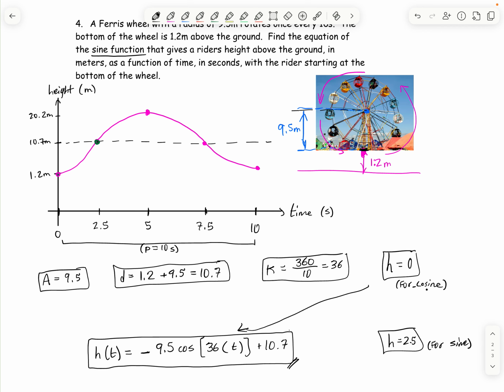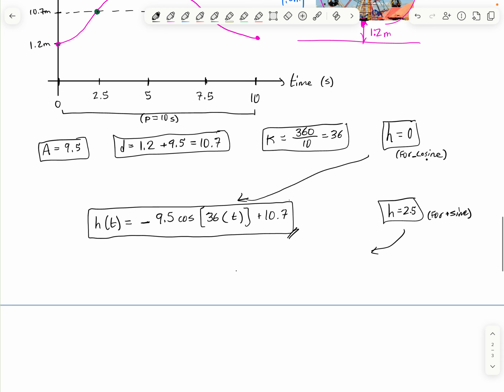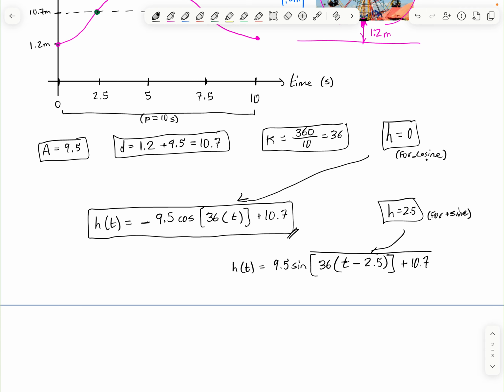Specifically, this is for a negative cosine, right? This is for a positive sine. So therefore, with that phase shift, I can say h of t is equal to positive 9.5 sine of 36 times (t minus h), and h is 2.5. So t minus 2.5, and it's going to be plus 10.7. Everything else stays the same. It's just that phase shift. So that's another equivalent way to give the equation for this function. As requested, it's for a sine.